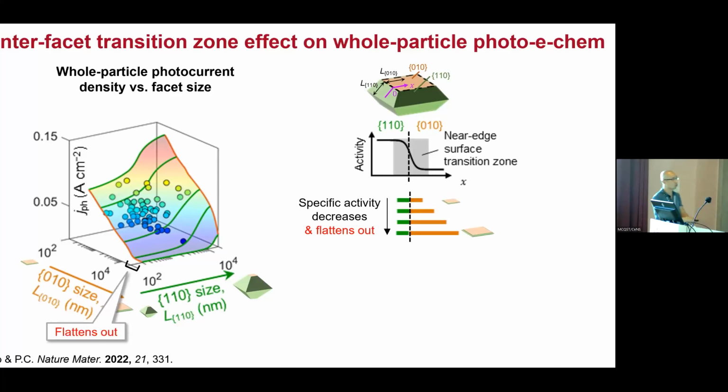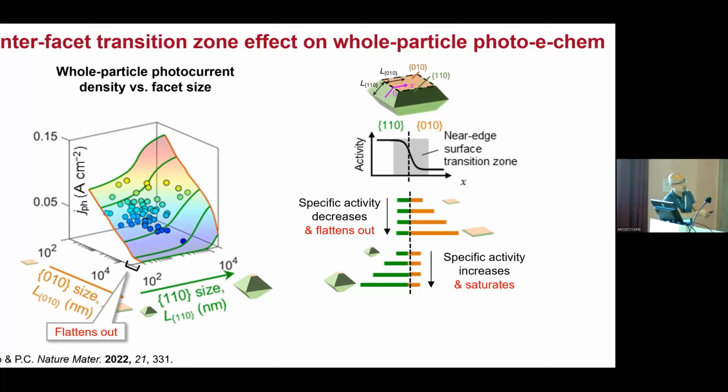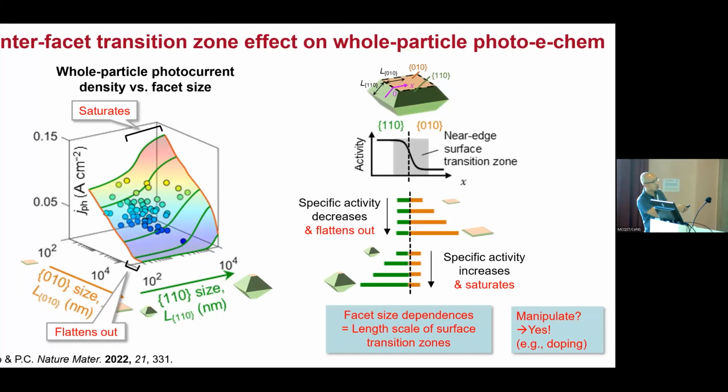That's indeed what we saw. So you have a decrease, and then it eventually flattens out. Now, if you keep the right side the same in size, by making the left side, the lateral facet, larger and larger, you essentially change the particle shape in this way. So you should expect the specific activity would increase and then flatten out, saturate. That's indeed the case. So we have this increase and then eventually saturating behavior.